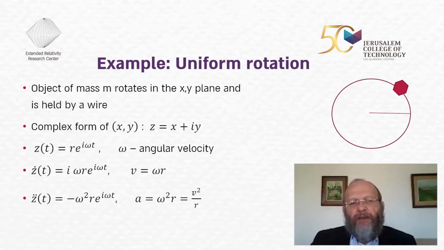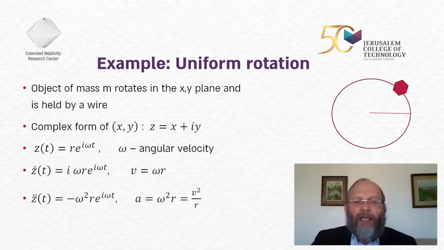The second derivative, that means the acceleration, is given by differentiating again, where omega and r are fixed. You differentiate e to the i omega t and get minus omega squared r. That means the acceleration goes in the radial direction, but not outward, rather towards the center. The size of the acceleration is omega squared r, and if you use the value of the velocity, it's v squared over r. So you know the velocity, you know the acceleration.